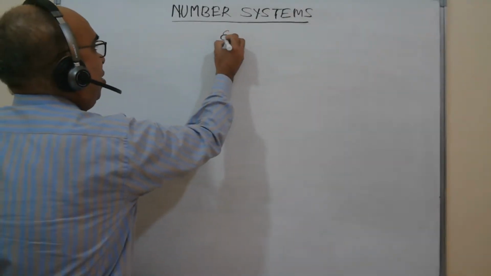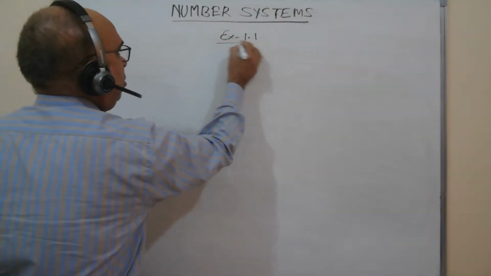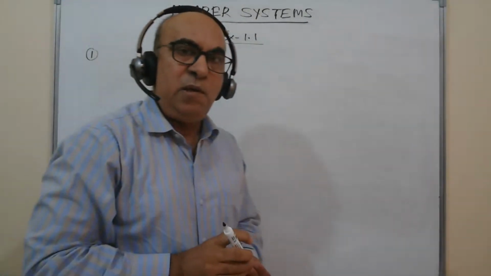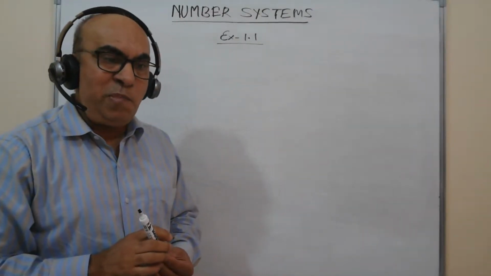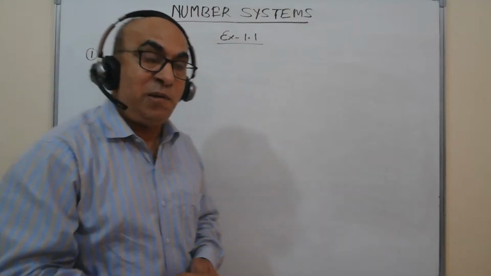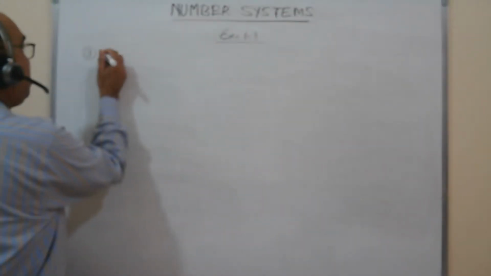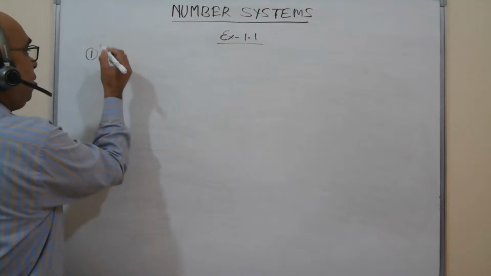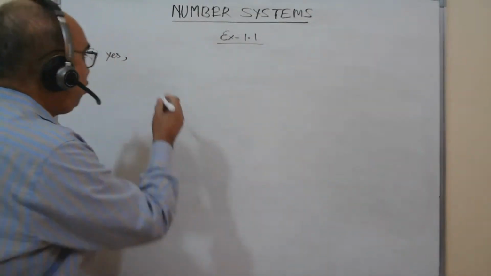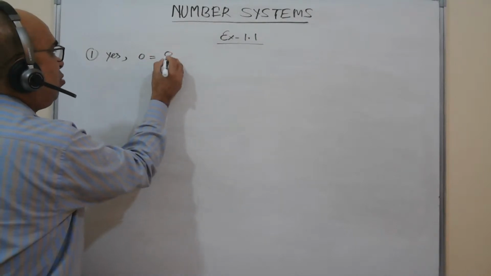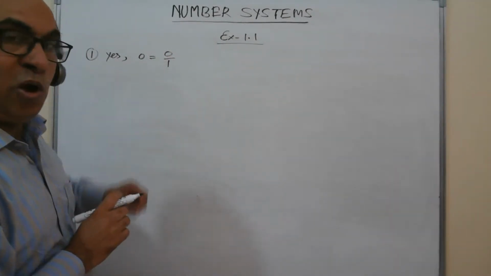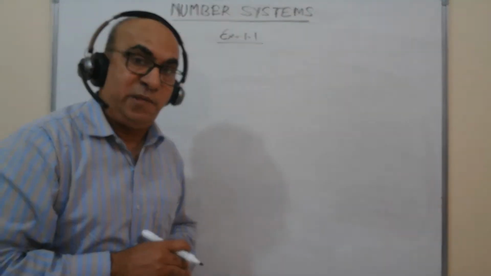In exercise 1.1, the first question is: is 0 a rational number? So 0 is an integer, and all integers are rational numbers. So the answer is yes. And then it is written, write the reason also. So the reason is 0 equals 0 by 1. It is in the form of p by q, and q is not equal to 0.